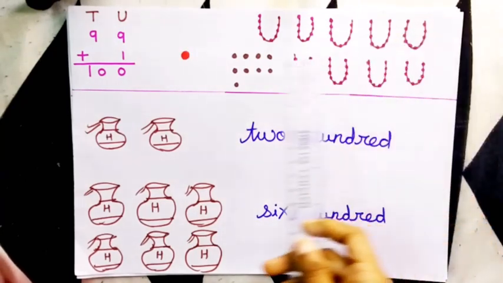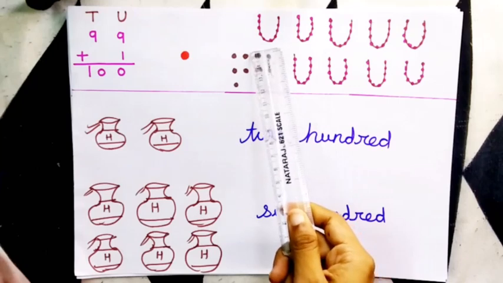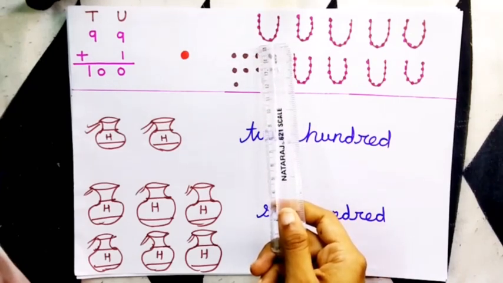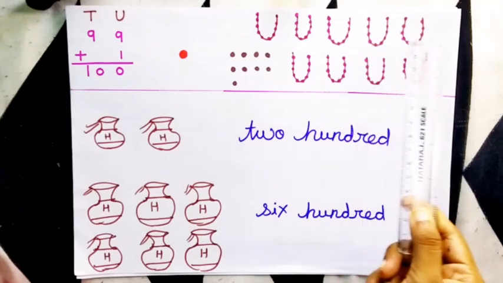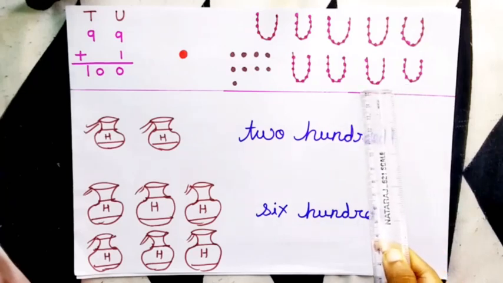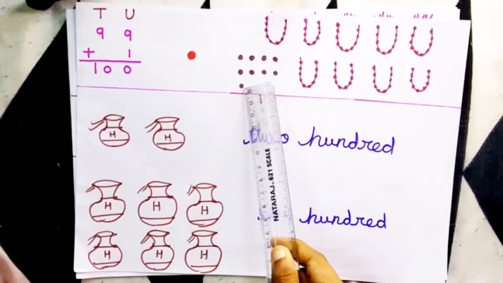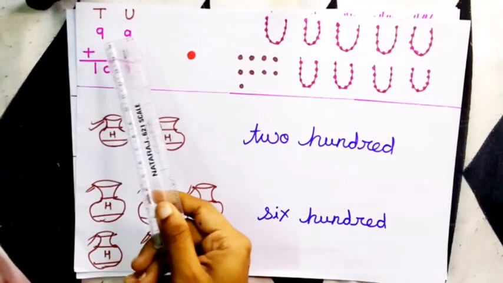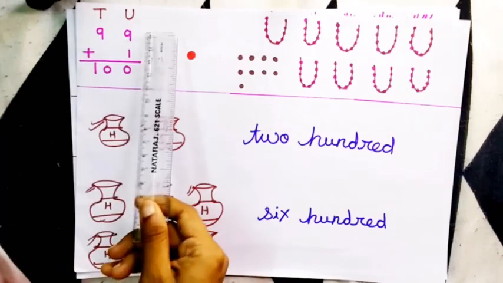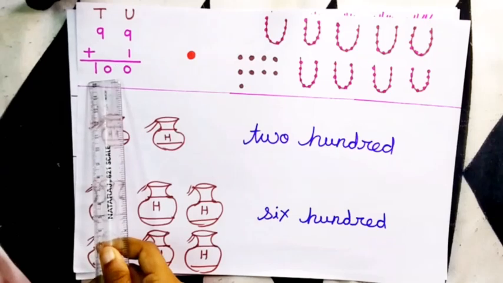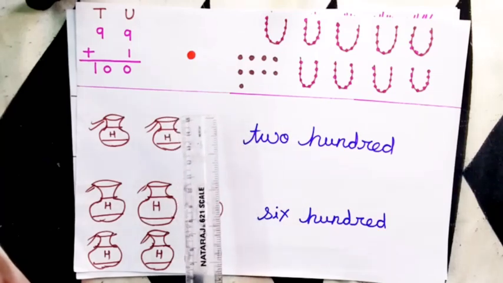Here we are having 9 strings. In one string, 10 beads are there. So, let's count all the beads. 10, 20, 30, 40, 50, 60, 70, 80, 90. And these remaining 9 beads. So, your answer will be 99. If I add one more bead to this, then it will be 99 plus 1. You will get 100. 100 is a 3-digit number.